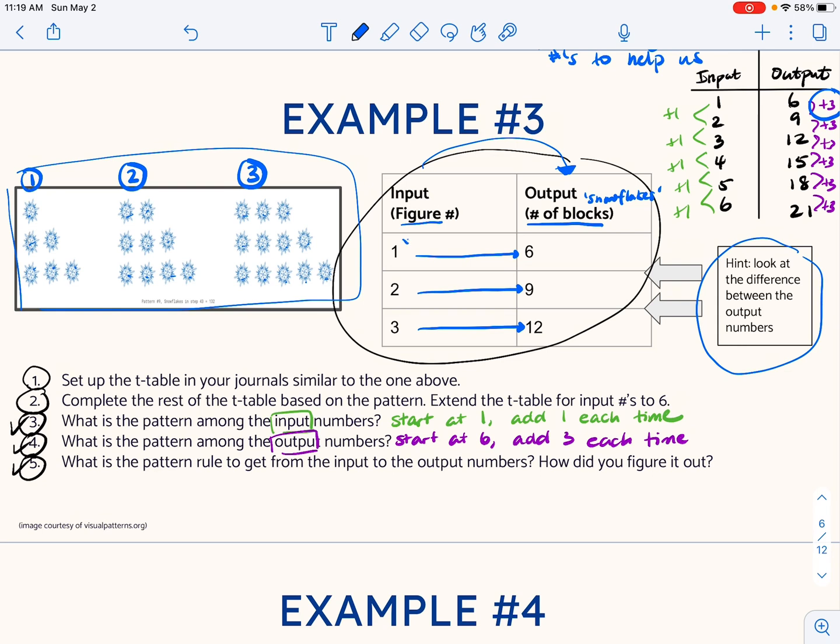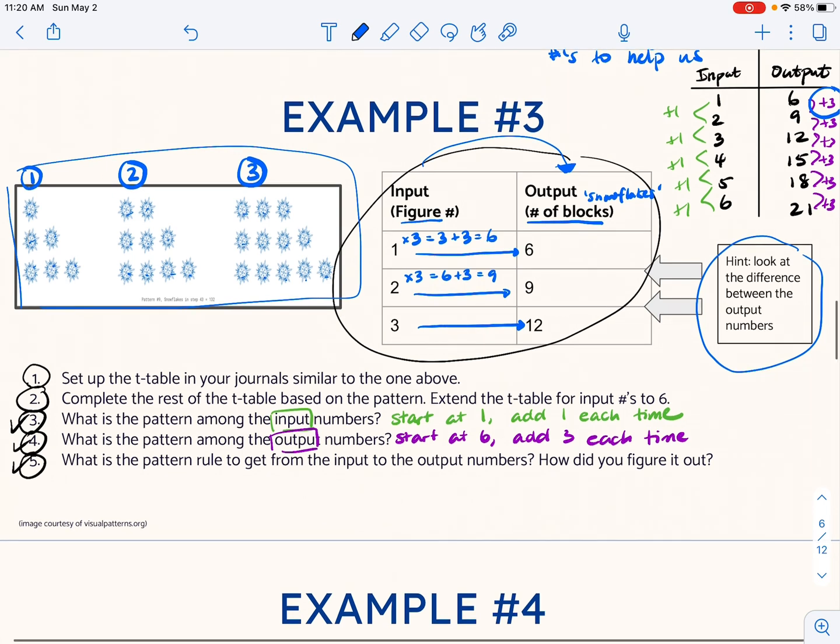So if we did 1 times 3, we get 3, right? How do we get from 3 to 6? We add 3. So ask yourself the same thing. If we had the input number of 2 and we multiplied that by 3, 2 times 3 is 6, right? How do we get from 6 to the output of 9? We also add 3.